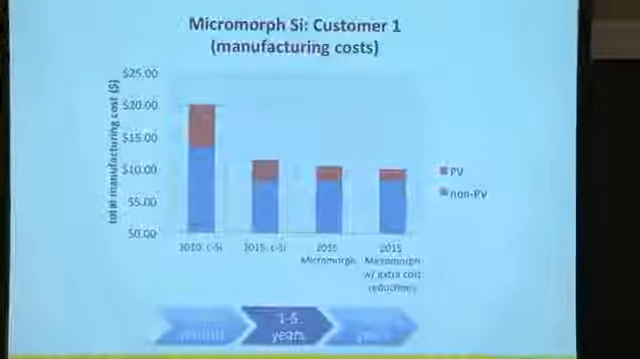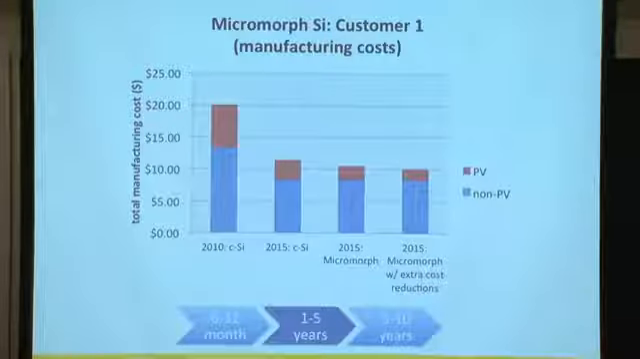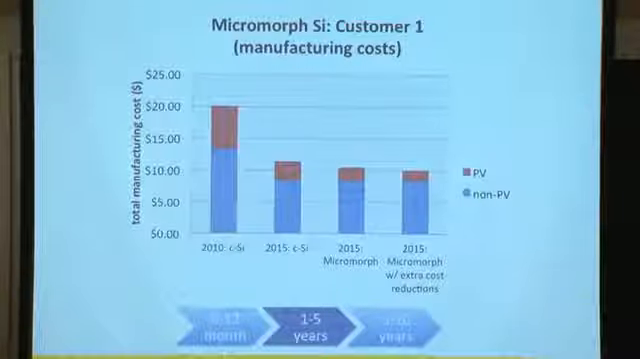What you can see is that the costs are going to go down regardless of what PV platform is used, and micromorph silicon provides about a 5% additional cost decrease compared to crystalline silicon, and that doesn't sound like a lot to us perhaps, but it's not insignificant in this context.